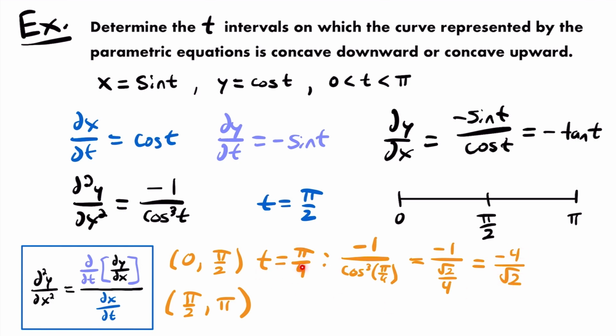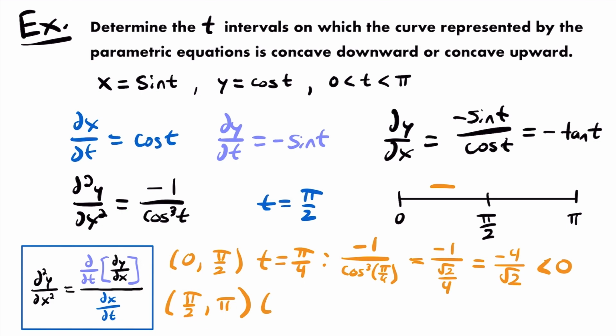When t equals pi divided by 4, our second derivative is equal to this value, which is negative, which means it's less than 0, which means that our curve is concave down for this interval from 0 to pi divided by 2. So I'll label that on our number line here with a negative sign. For this interval, our curve will be concave down, but now let's determine what is going to happen for this other interval from pi divided by 2 to pi.